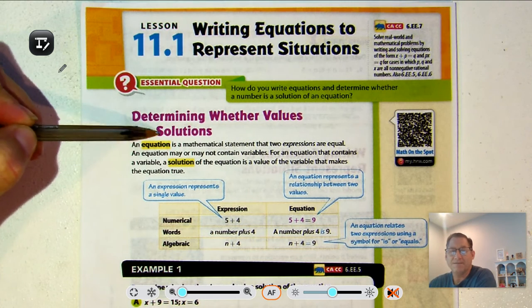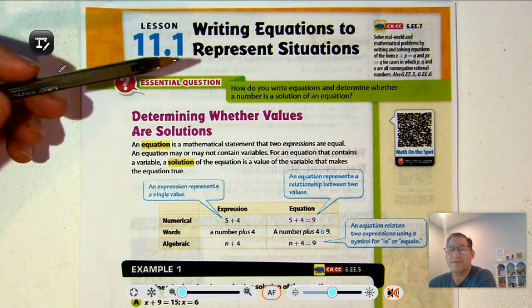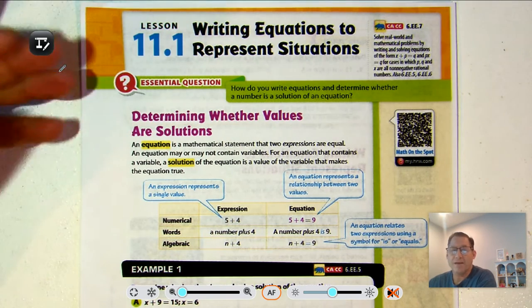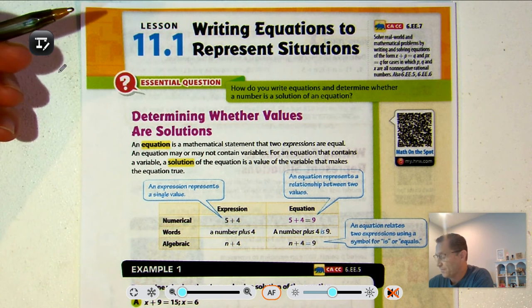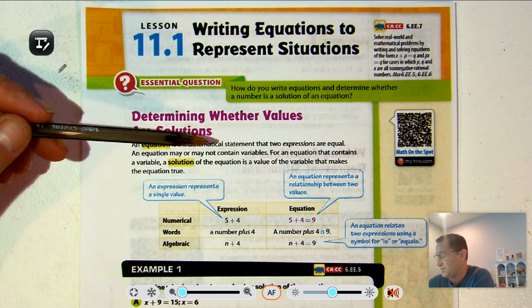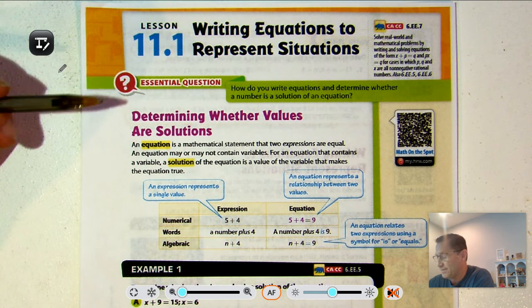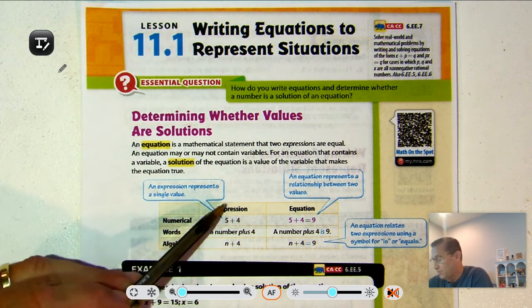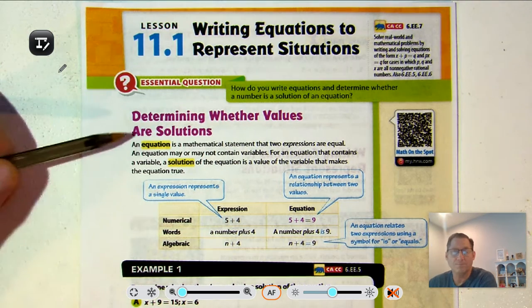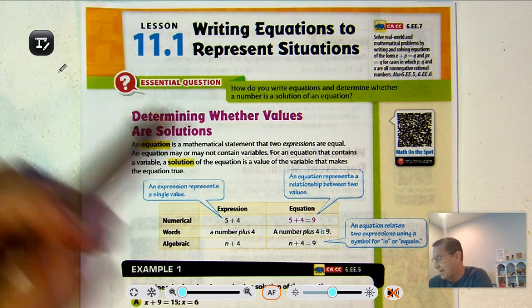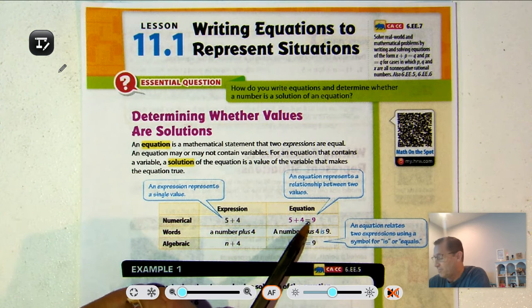Remember, an equation is a mathematical statement that two expressions are equal. An equation may or may not contain variables. For an equation that contains a variable, a solution of the equation is a value of the variable that makes the equation true. So keep in mind, an expression would be like 5 plus 4. An expression represents a single value, and an equation represents a relationship between two values.